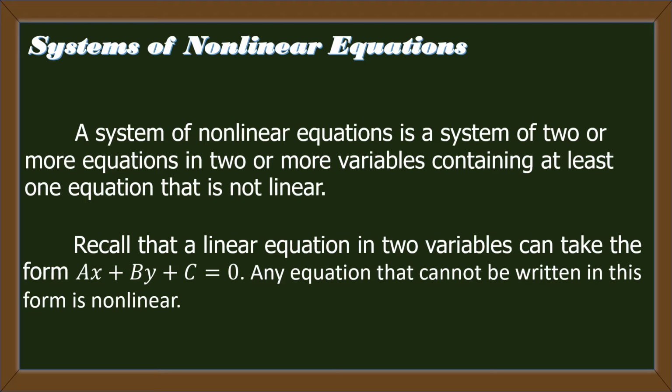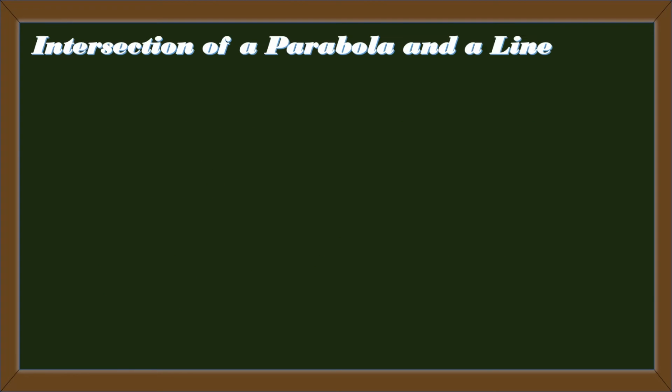Recall that a linear equation in two variables can take the form ax plus by plus c equals 0, where a, b, and c are real numbers, and a and b cannot both be 0. Any equation that cannot be written in this form is nonlinear. An example of a system of nonlinear equations is an equation of a parabola and an equation of a line.